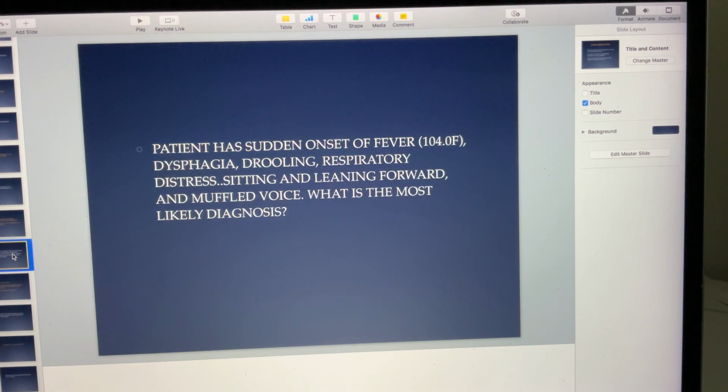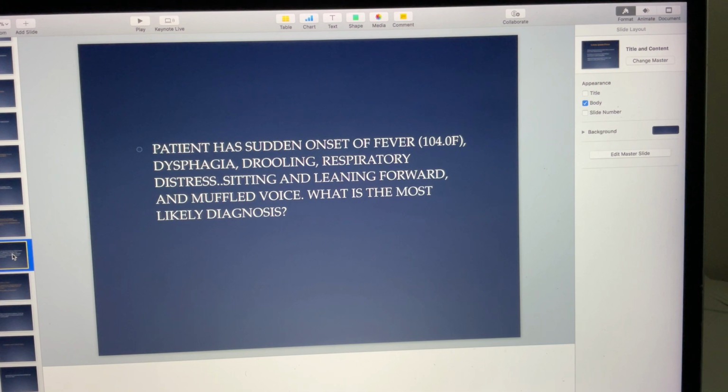Next question. You have a patient who suddenly develops fever, and there's dysphagia, drooling, as well as respiratory distress. You also notice that the patient is sitting in a tripod position, sitting and leaning forward, and there's muffled voice. What is the most likely diagnosis?